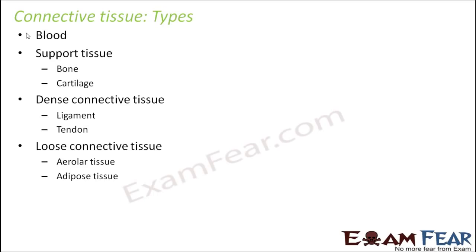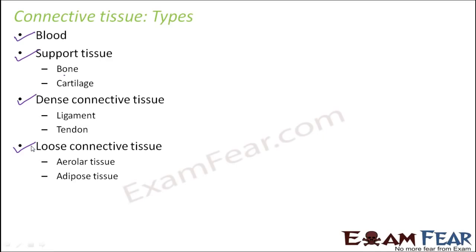Now we will talk about the different types of connective tissue. I gave you some examples of connective tissue, but now we will talk about the types of connective tissue. So let us look at the different types: blood, support tissue, dense connective tissue and loose connective tissue. Blood is a special type of connective tissue and that is why it is kept separate.